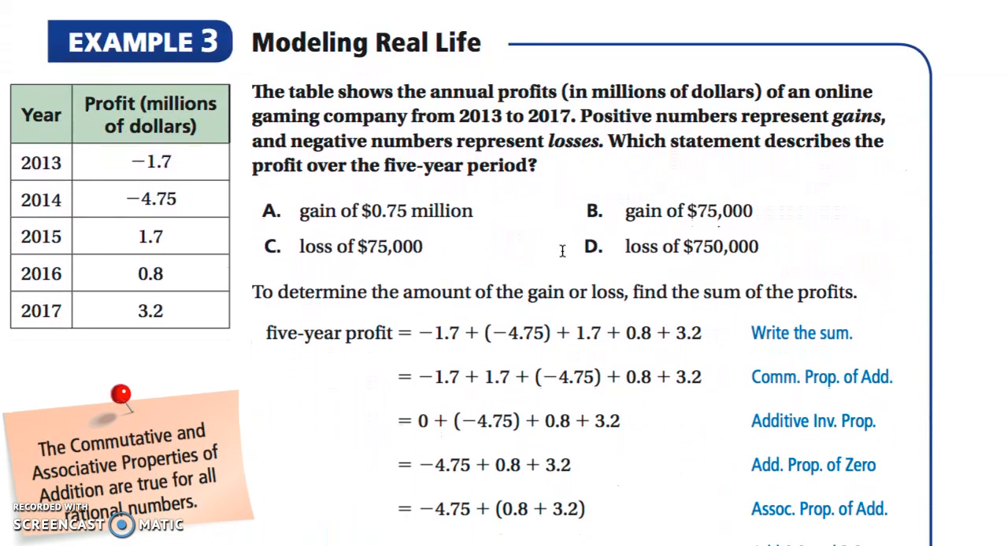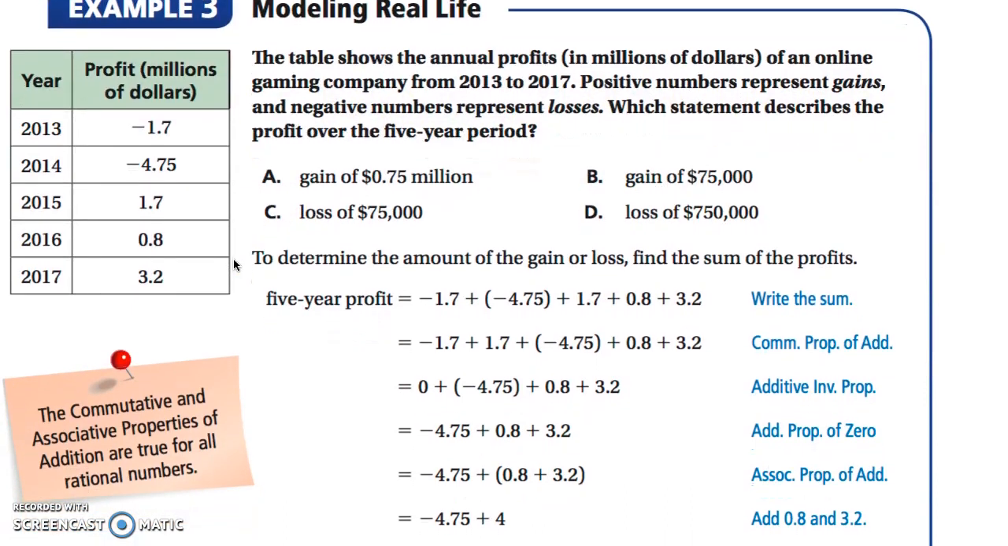So here's a scenario using a real life example. They're talking about profits when it comes down to money. The table shows the annual profit in millions of dollars of an online gaming company from 2013 to 2017. Positive numbers represent gains and negative numbers represent losses. Which statement describes the profit over the 5-year period? So this is just showing you a real life example.